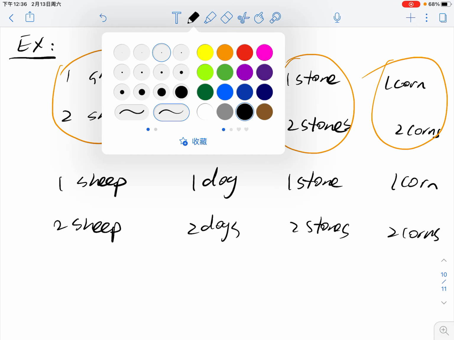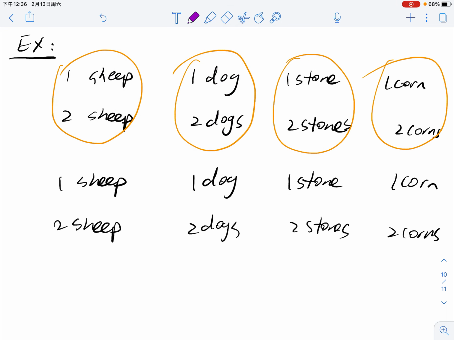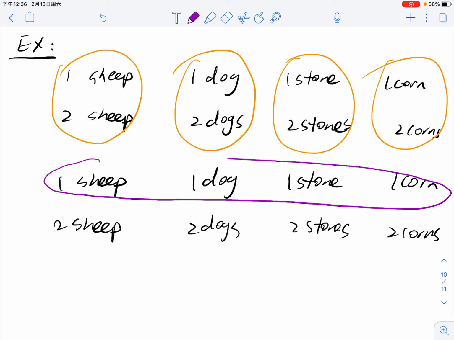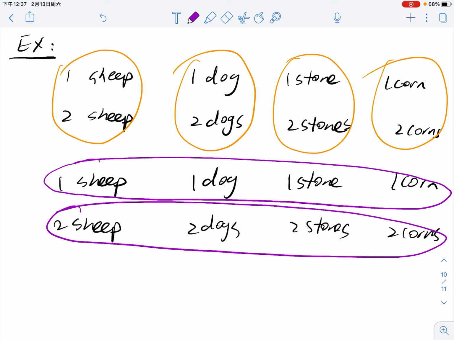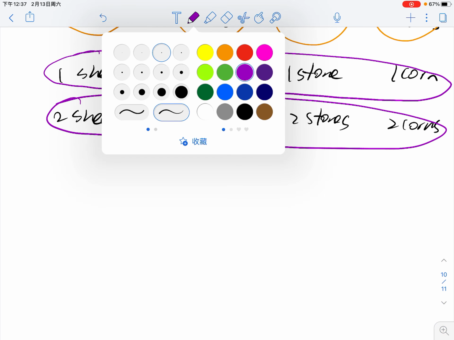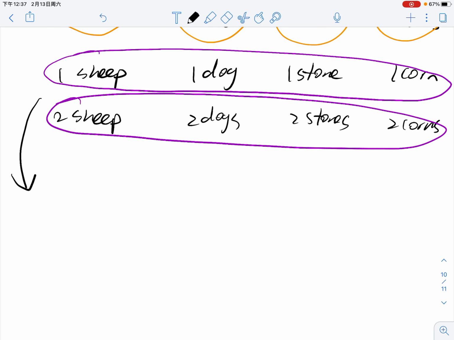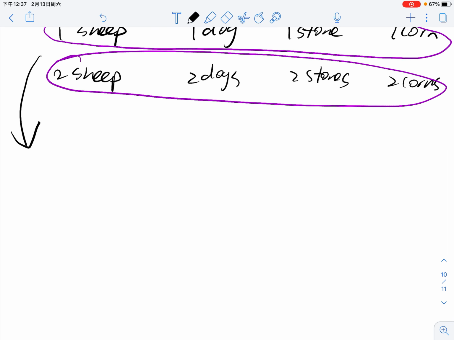So how to define the different equivalence relation? Let's view one sheep, one dog, one stone, one corn, the same. And two sheep, two dogs, two stones, two corns are the same. Okay, then this is a fantastic invention that gives you the number, integer number, positive integer numbers, 1, 2, 3, 4. More or less, that's a starting point of mathematics.